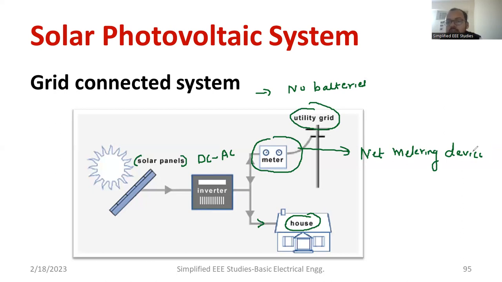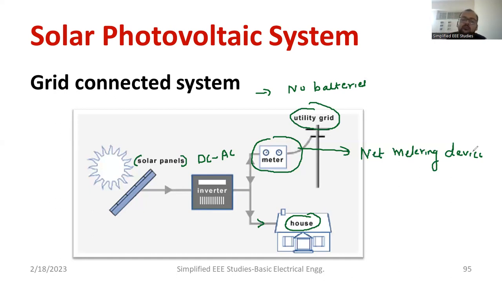It is one kind of energy meter. It records how much energy is being sold to the grid. Based on that amount of energy sold to the grid, the household customer will be getting the revenue, maybe 4 rupees per unit. Like that, there are different criteria that we have to check.